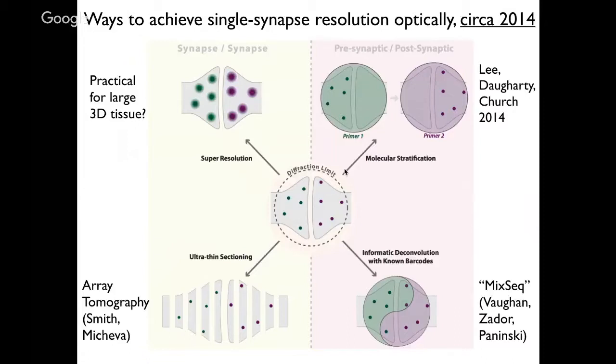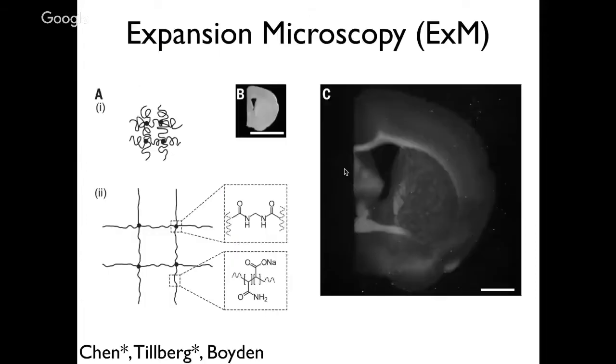Everything would not have to overlap. You could look at it in a series of stages where only some of the molecules were being looked at. There were other groups doing ultra-thin sectioning, kind of mirroring some of the work that's done in electron microscopy, but here being used with an optical microscope. And then there are some other ideas around computational approaches to resolve overlapping objects.